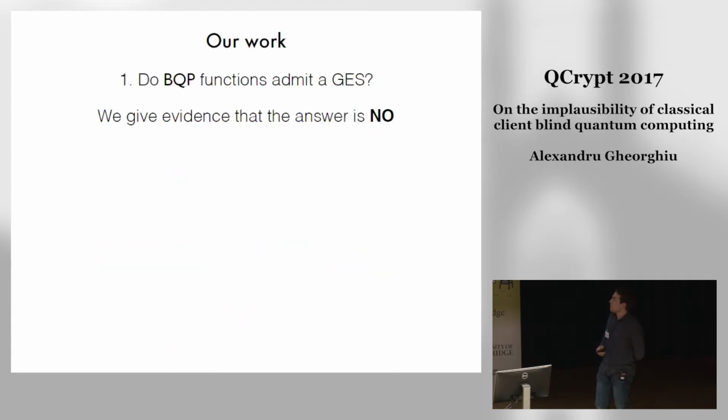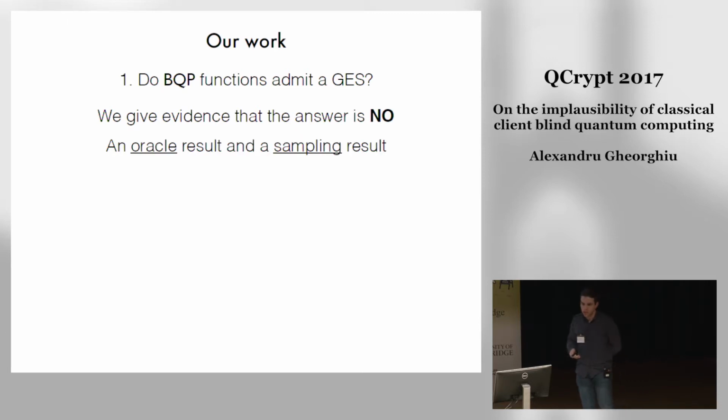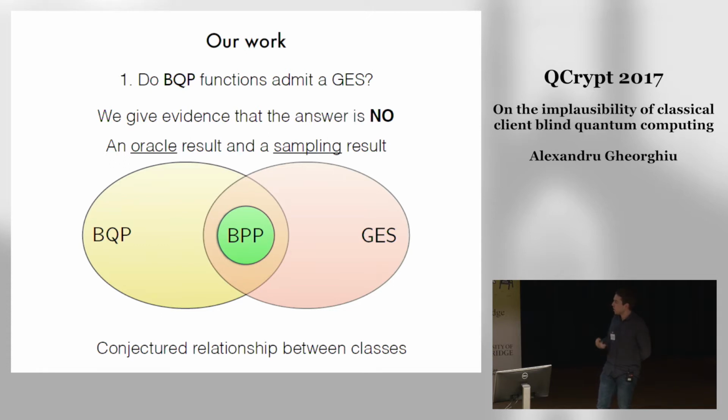But what we think is that for a GES proper, as I explained it previously, we think that the answer is no. And we give some evidence to support this conjecture that we have. And the evidence is in the form of an oracle result and a sampling result, which I'll explain in a second. So basically, these are results that are supporting the conjecture that BQP, much like NP, should also be different from this class GES.